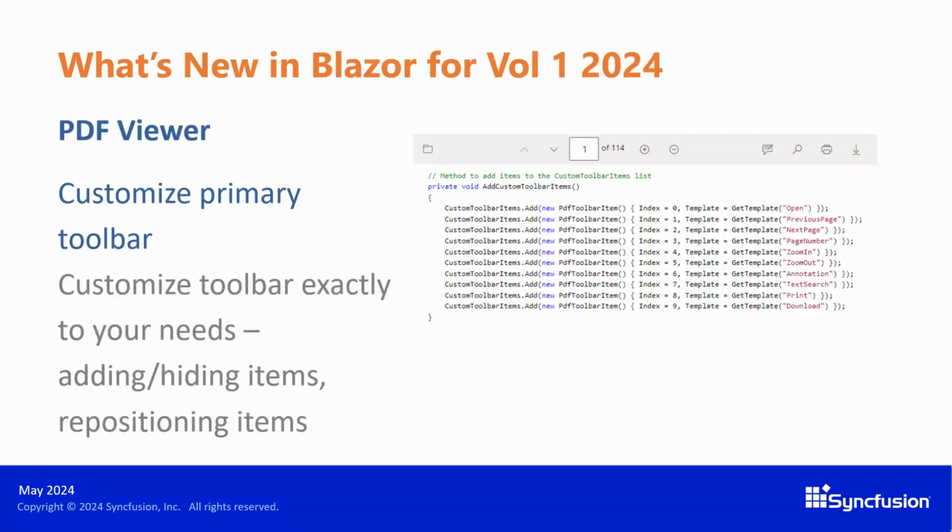Next, let's see what is the update in the PDF viewer component. Now you have support to customize the primary toolbar in the PDF viewer. This functionality allows you to tailor your toolbar exactly to your needs, like adding new items, hiding existing ones, and repositioning items for optimal workflow efficiency.